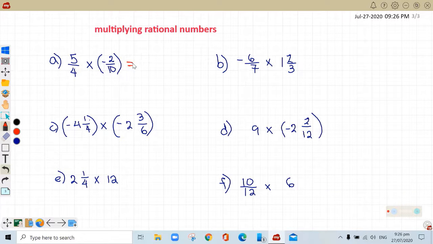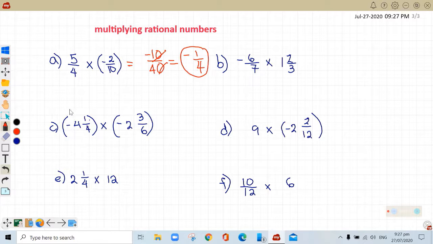First, we just do the normal one, multiplying numerator times numerator. That will be 5 times negative 2, so that will be negative 10, over 4 times 10, so that will be 40. So, negative 10 over 40 is not in simplified form yet. All we need to do is simplify it by cancelling the 0 here and the 0 there. So, the answer will be negative 1/4. Okay, so this is the answer.